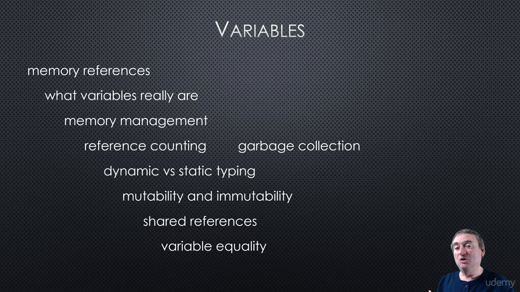Then we'll look at variable equality. Now, we tend to think of variable equality as, well, if they both have the same value, they're equal. But there can also be other instances where maybe we're not talking about the values, but something else. So we'll take a look at variable equality, again, in the context of memory references.